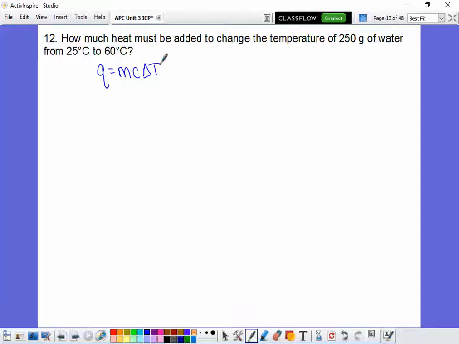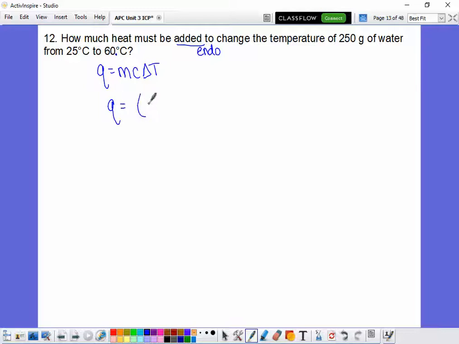All right. So for number 12, we're going to be calculating how much heat must be added to change the temperature of 250 grams of water from 25 degrees Celsius to 60 degrees Celsius. So if heat must be added, what does that make this process? Endothermic. Therefore, what should we calculate Q to be in terms of its sign? It should have a positive sign. So, like I said, these are things to help you along the way so that you can check whether your answer makes sense. If you get a negative Q, you've done something wrong because it should be added. Okay?